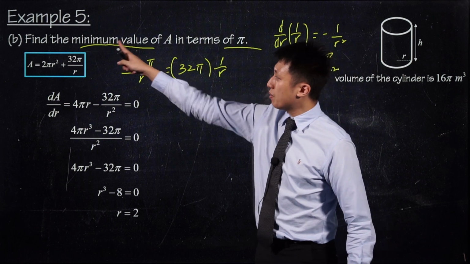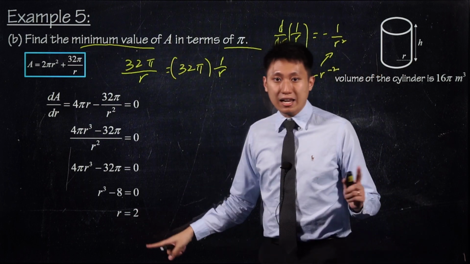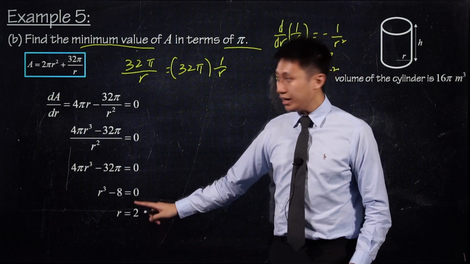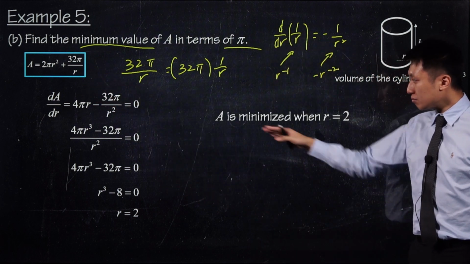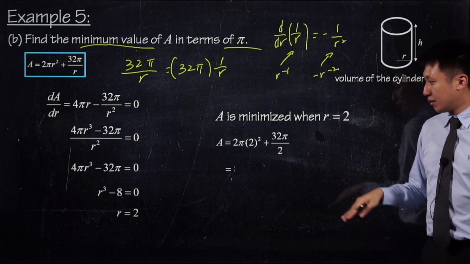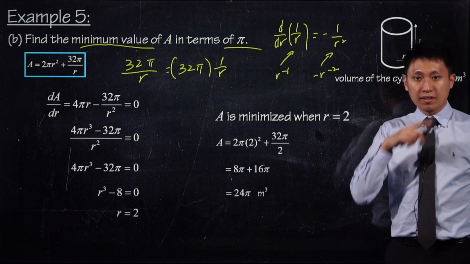Okay? You want to find a minimum value of A, you have not done yet. Because you only find the value of R when it's maximized or minimized, which is R equal to 2. Okay? The 2, you have to substitute back in here, then you get the answer. Minimize when R equal to 2. Okay? Then this one, and you get 22 pi m to the power 3.